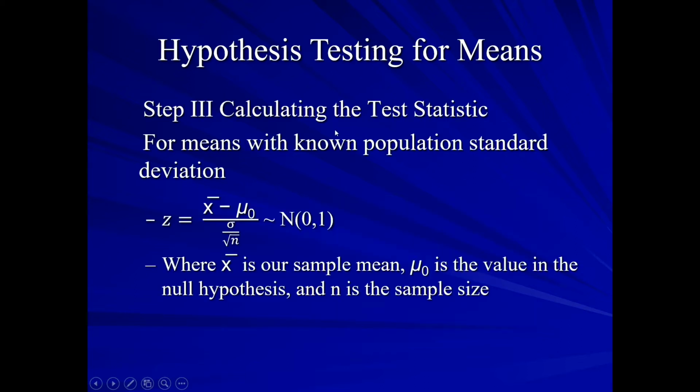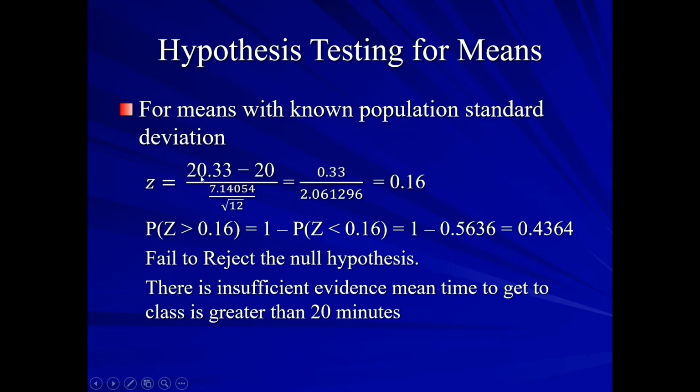So when we get to calculating the test statistic in step 3, when we're doing a hypothesis test for means but we know the population standard deviation, then we can use z equals x bar minus mu 0 over sigma over the square root of n. That is going to be our test statistic, and it is normally distributed with mean 0, standard deviation 1. Here x bar is our sample mean, mu 0 is the value of the null hypothesis, and n is our sample size.